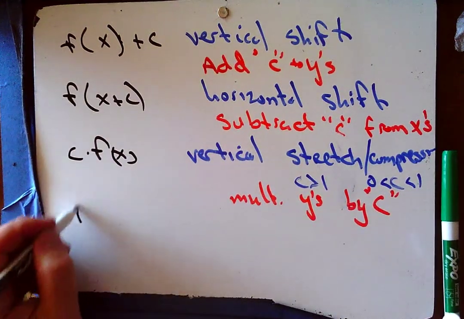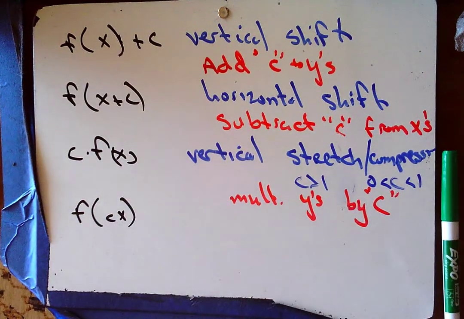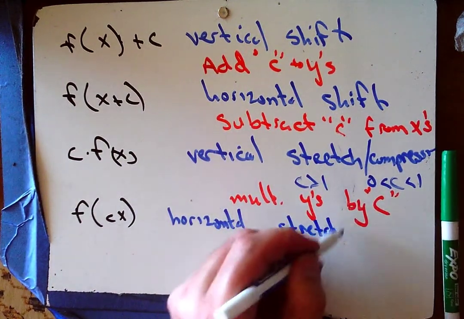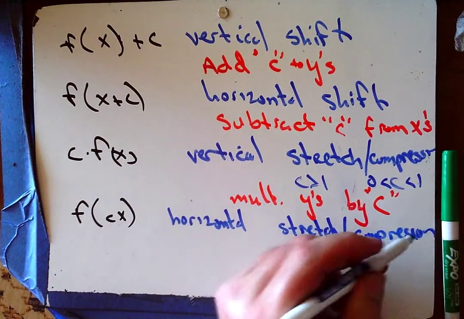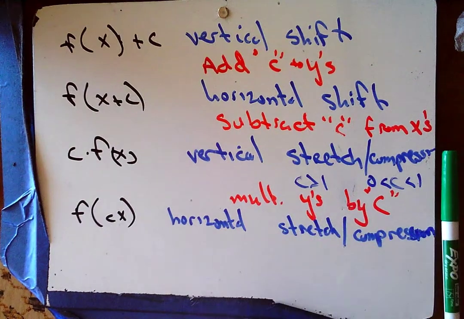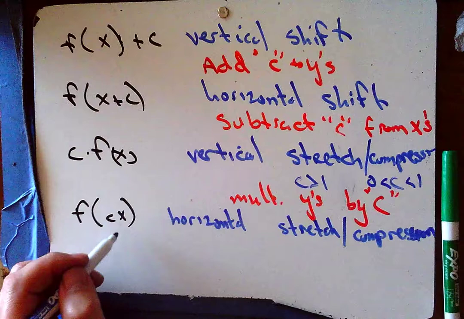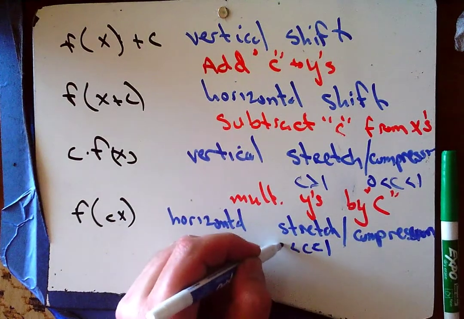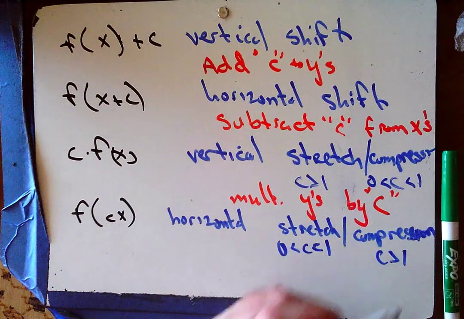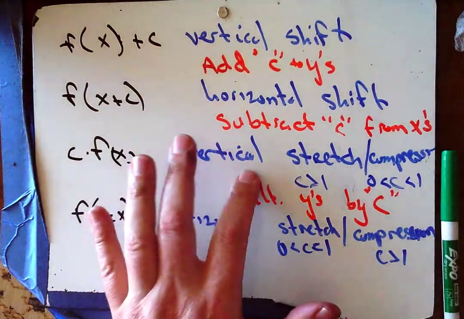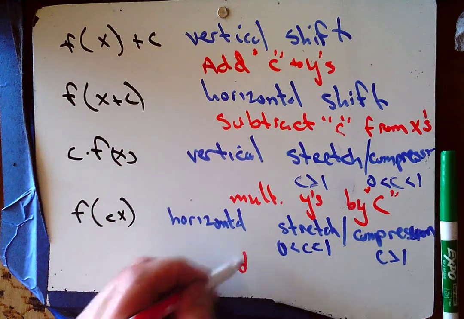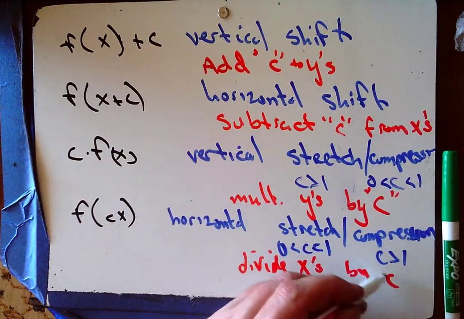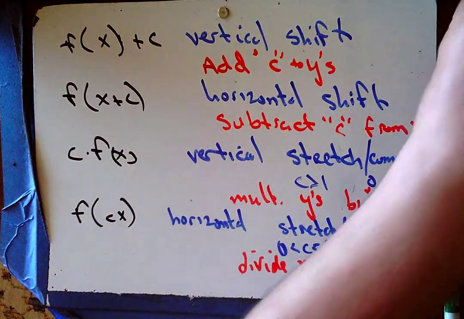Okay, then we have f of cx. This is a horizontal stretch or compression. But remember, not just that compression has two S's. But remember that inside is opposite land, so we have a stretch going on for c values between 0 and 1, and we have a compression for c values bigger than 1. This is opposite what it was for our vertical stretch or compression. And here, I'm not going to multiply the x's by c, I'm going to divide the x's by c. Okay? So that's all the basics we're supposed to be comfortable with.